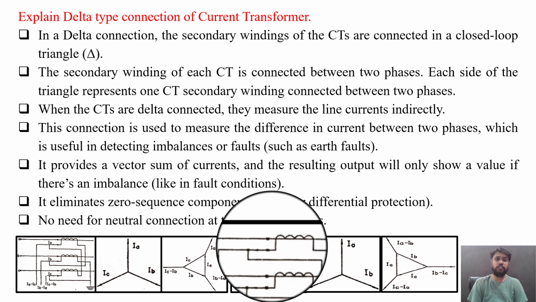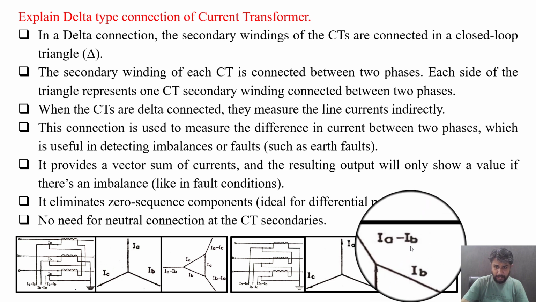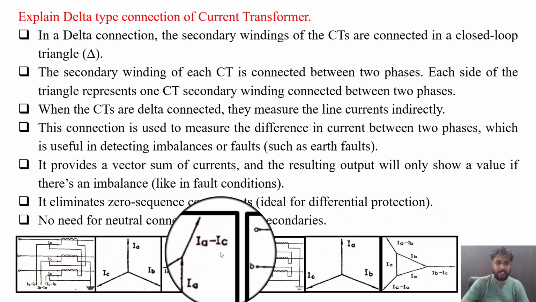This connection is used to measure the difference in current between 2 phases, that is the current entering in A phase and current in B phase. So it is a difference between IA minus IB, like this, or IA minus IC, like this. So in both the cases, it can measure the difference between the 2 healthy phases, which is useful in detecting imbalances or faults, means like earth faults in this case.